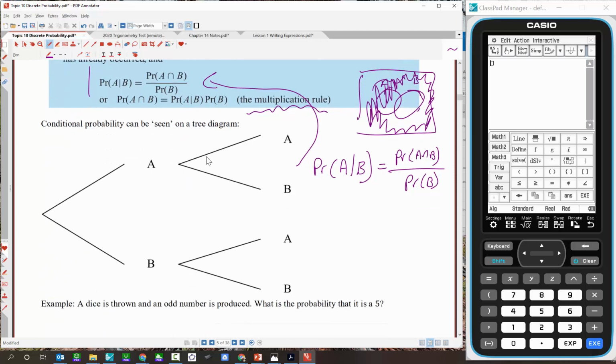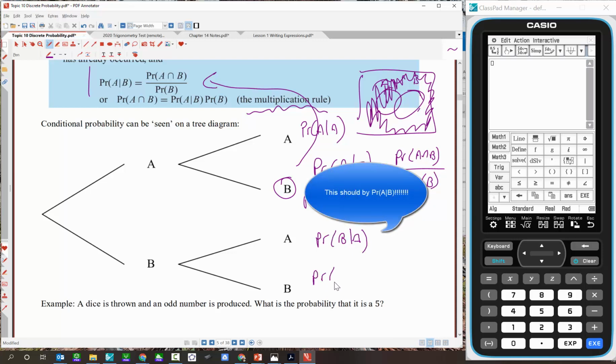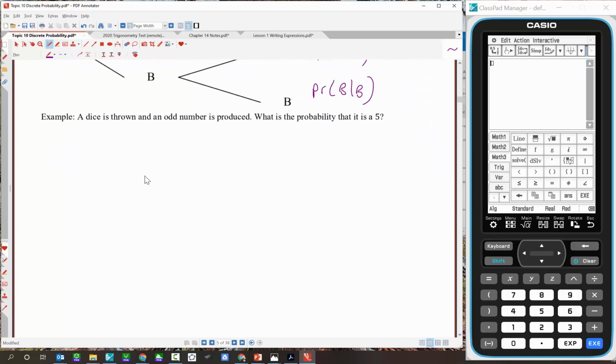Okay, it can be seen on a tree diagram. So we've got event A followed by A, and this is the probability of A given A has happened. This one here is the probability of B given A has happened. So that's what's happened here. To get to this point here, A has occurred, and we're wondering what's the probability of B. Probability of B given A and probability of B given B. So we can see it on tree diagrams.